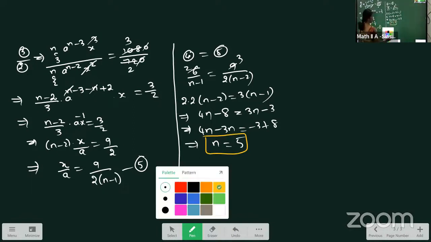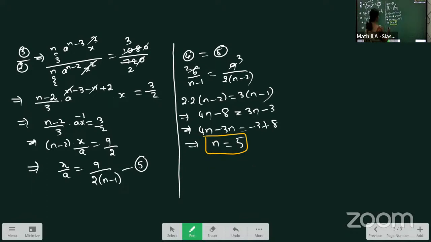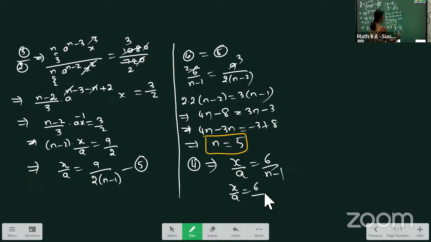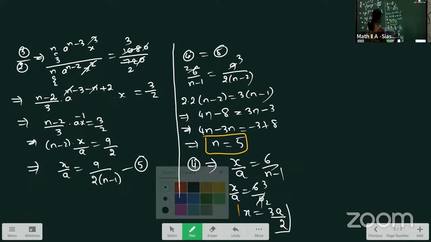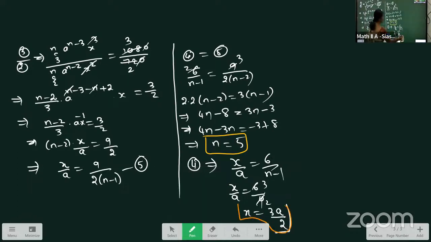Next, substitute n value in equation 4. What is equation 4? x by a is equals to 6 by n minus 1. Substitute n as 5. x by a is equals to 6 by 5 minus 1, that is 4. 2 2s are 4, 2 3s are 6. So x is equals to 3a by 2. Keep it aside. x is equals to 3a by 2.